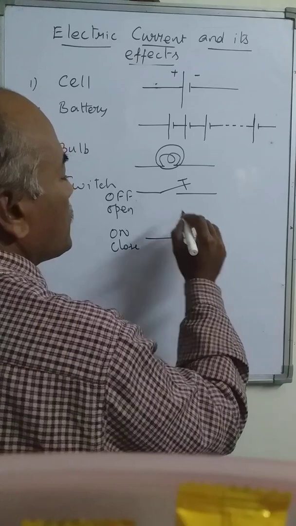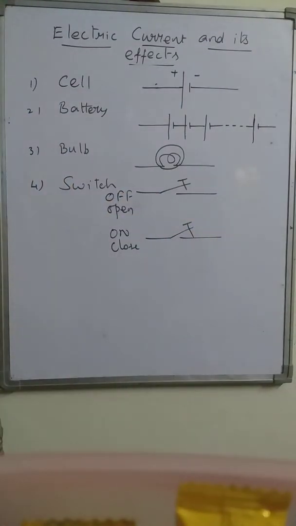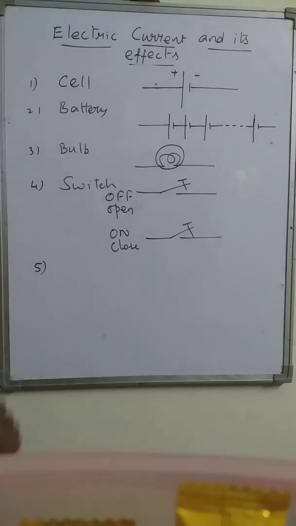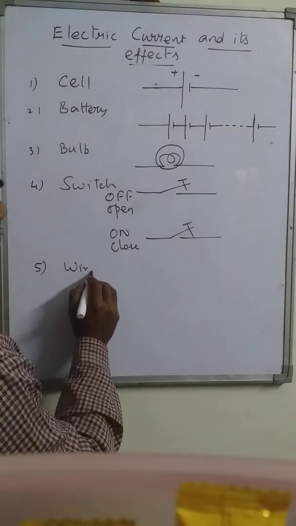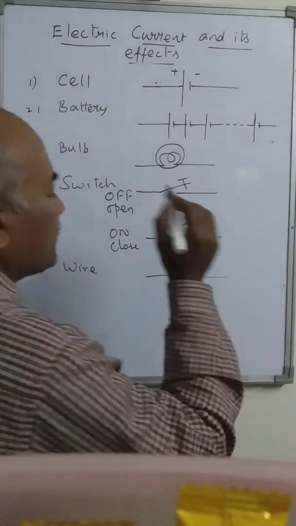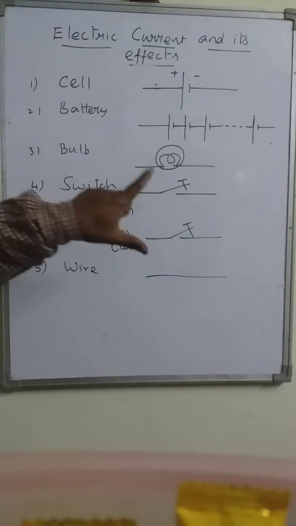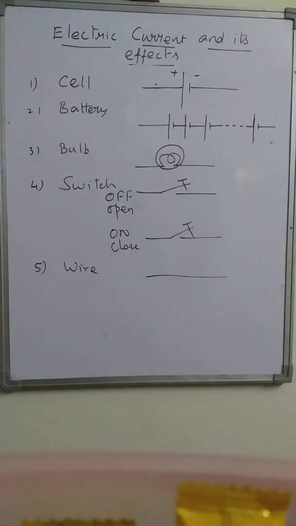Here it is in touch. So these are the switches made. And then simply a wire. That is the connecting wire. It is simply a wire. So these are some examples of the symbols of electric components.